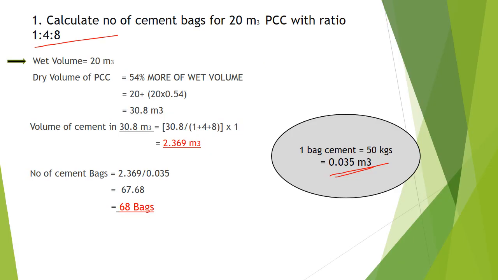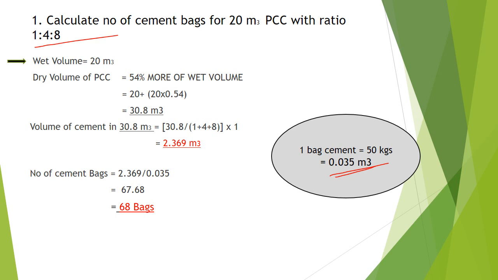Let's start with the sums. First is calculate the number of cement bags for 20 meter cube PCC with the ratio 1:4:8. So PCC is basically plain cement concrete. So the data which is given is wet volume equal to 20 meter cube. Wet volume is given to us. We need to find out the dry volume for further calculations.